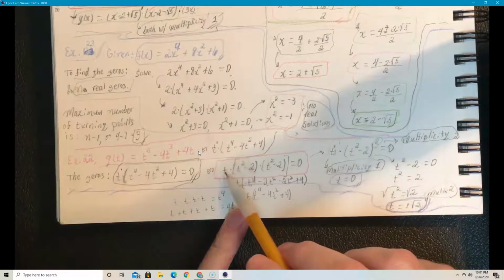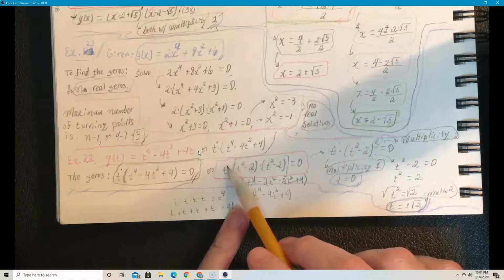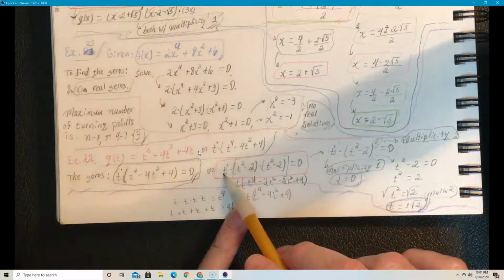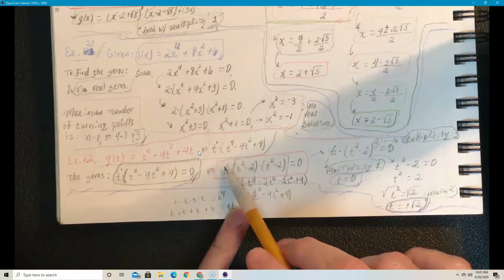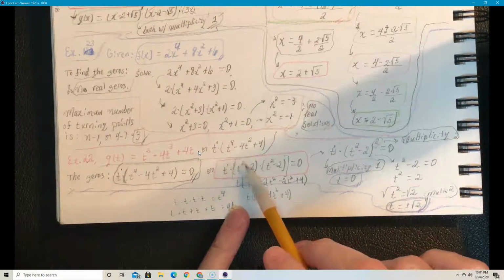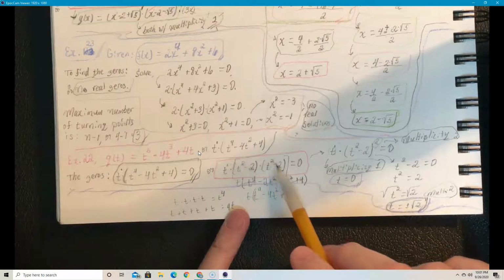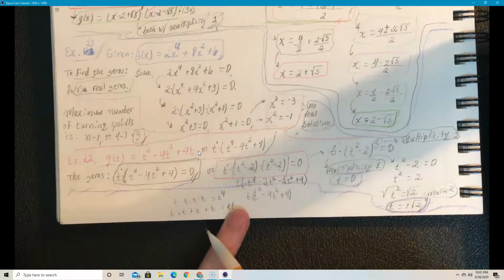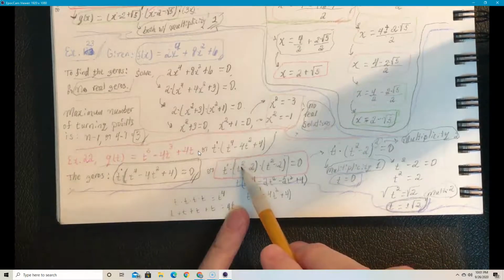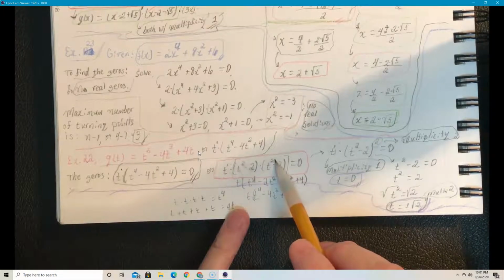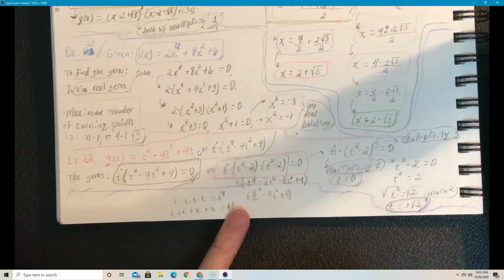Now what? This is one factor. It's t to the first. That means you can't go any further. Once you get down to the first power, that's it. Linear factor. This one is t squared minus 2. It's a repeated factor. This is t squared, which means this counts for 2 zeros. This counts for 2 more. That's 4 total. And this one counts for 1 more. That's 5.